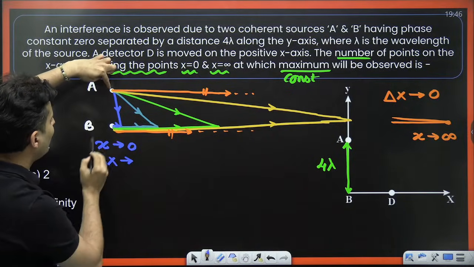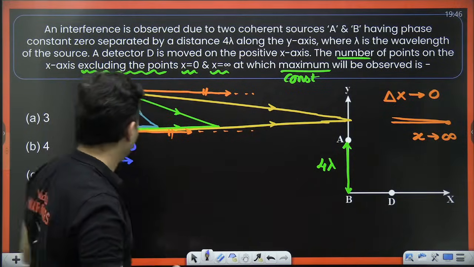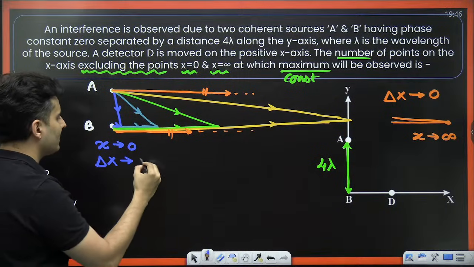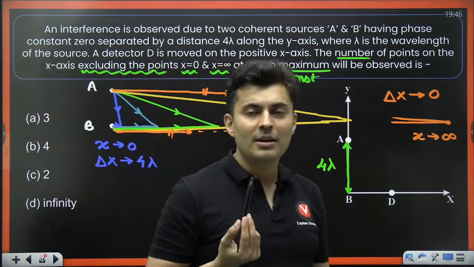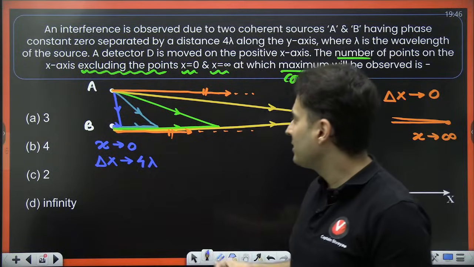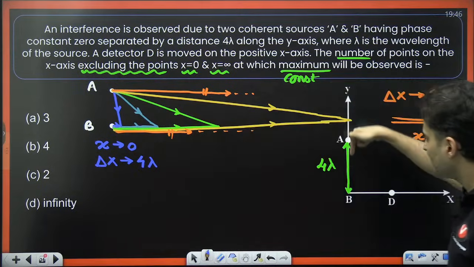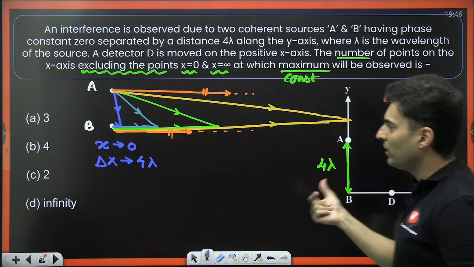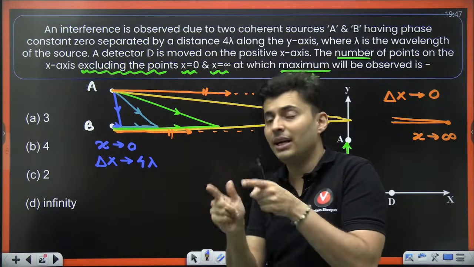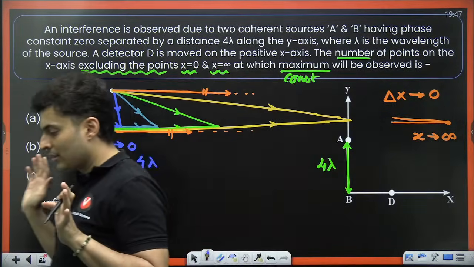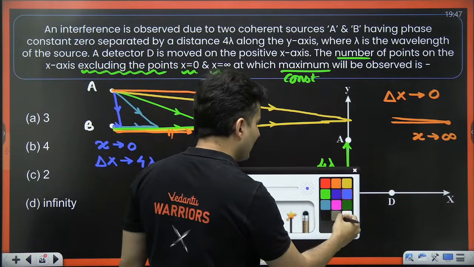So when x tends to 0, what's the delta x value? A travels this distance. How much is this distance? 4 lambda. B hardly travels, so won't it be almost 4 lambda? Just think about it. A has to travel almost vertically down. How much distance does A have to travel? 4 lambda. B does not have to travel anything, so the difference in the lengths that they travel is 4 lambda.